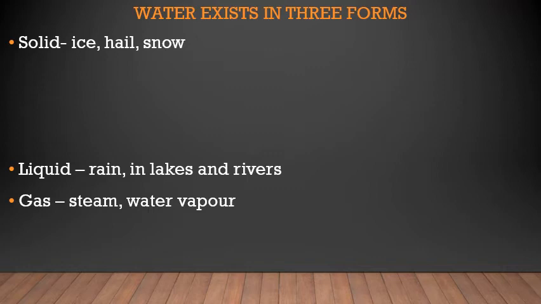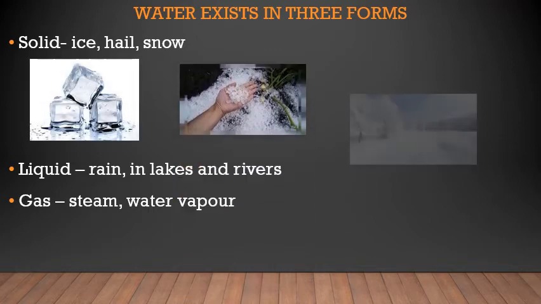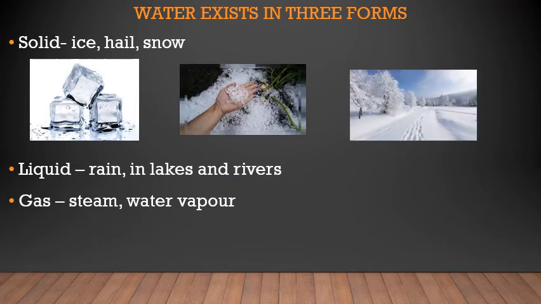Next is water exists in three forms. First is solid, liquid, gas. Solid is SOLID, liquid is LIQUID, gas is GAS. Now examples for solid are ice, hail and snow. All these three are examples of solid water.